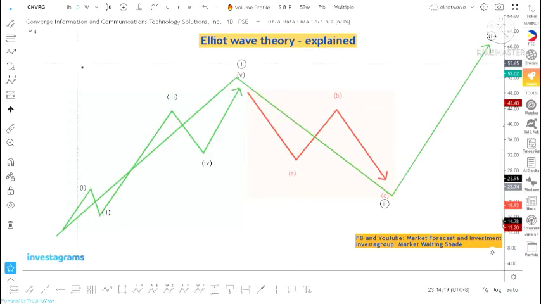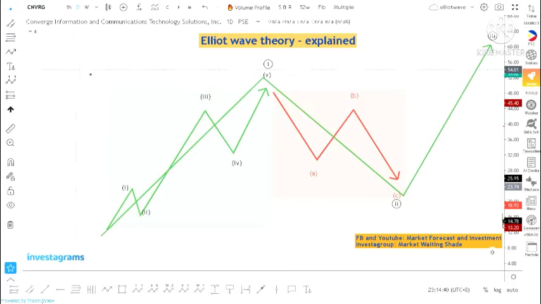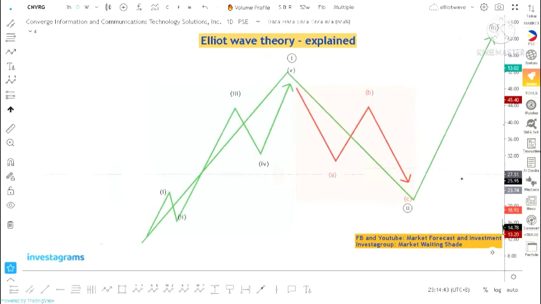As promised, I will be tackling the basics of Elliott wave theory, about market makers, market manipulations, inducements, and mitigations. We will tackle that one by one. So let's go directly to the start.